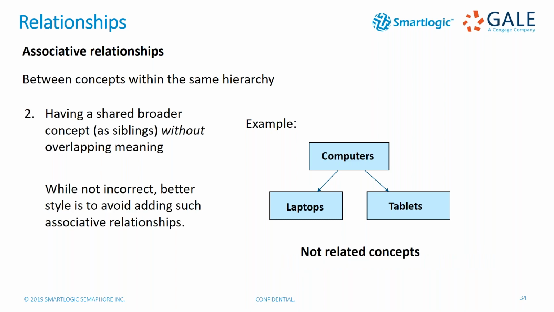If two concepts have the same broader concept, siblings, but there isn't any overlapping meaning, while not technically incorrect, it is advised not to create an associative relationship between them. It just kind of, it's too obvious, it gets in the way, there's no need for that. So laptops and tablets, at least for now, since they haven't converged yet, and they don't overlap, are not associative and don't have the related concept relationship.